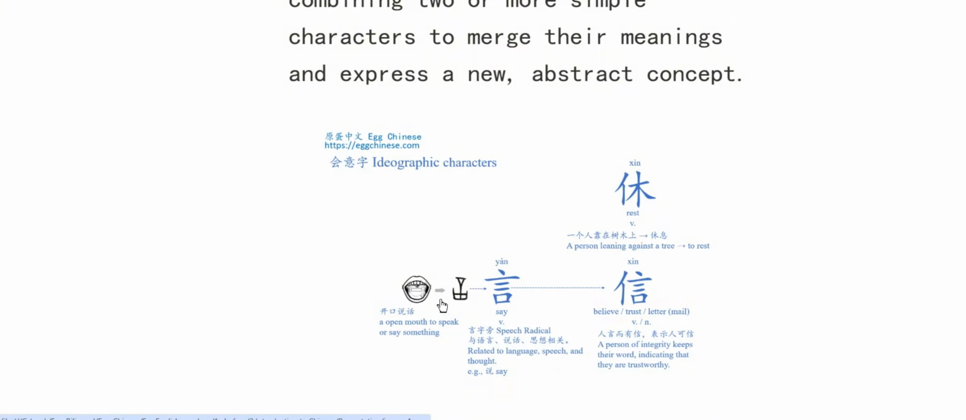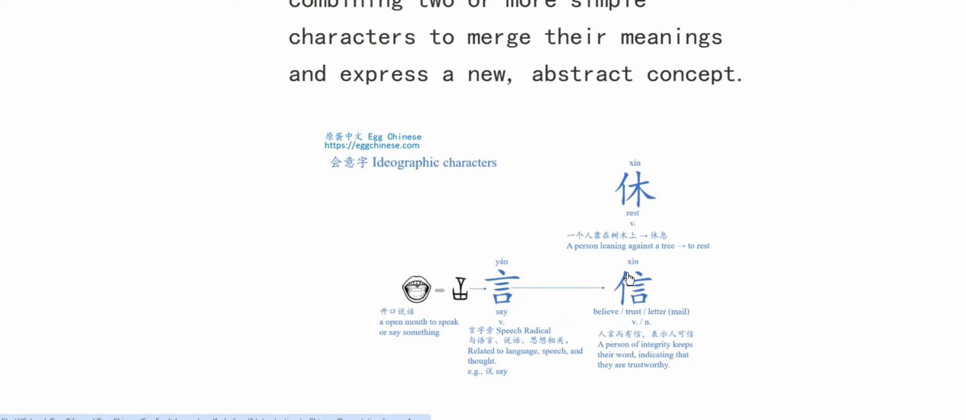Next one, first of all, we have a pictographic character, this one in the middle. The meaning of this character is to say something. The picture of this character is an open mouth to speak or say something. So this character's meaning is say.